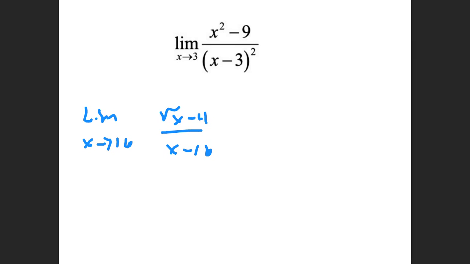Now, if I asked you what x squared minus, let's say, 16 is, do you know how to factor this? How would you factor a problem like that? It's a difference of two squares. Okay, so what would it factor down to?